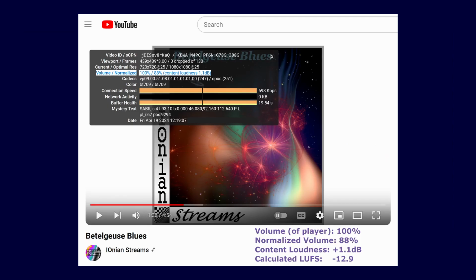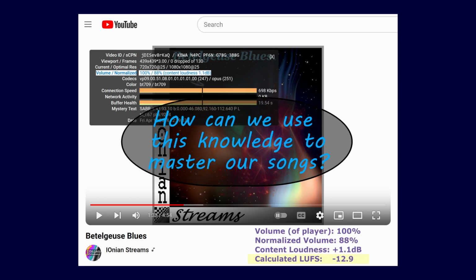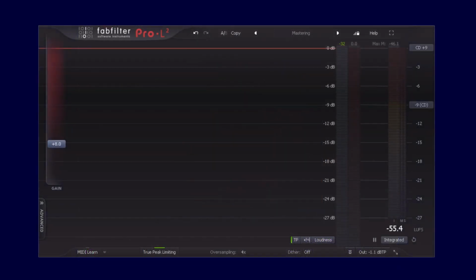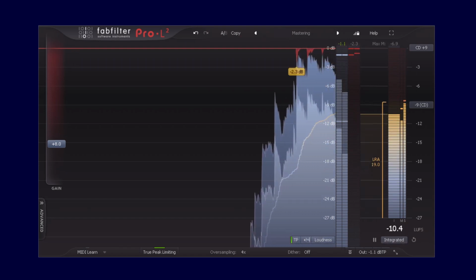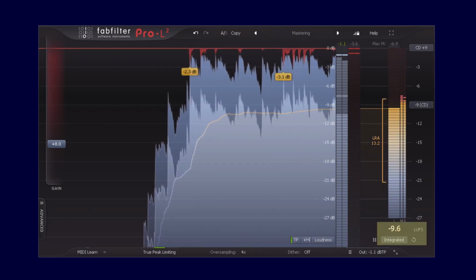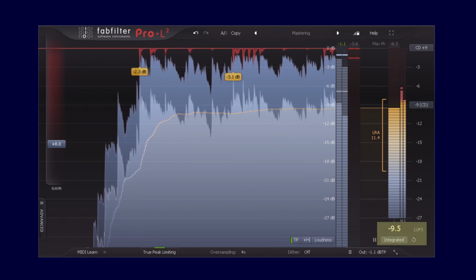So, now we understand, and know how to calculate, all three values shown in the YouTube stats for Nerd's volume line. And, when compared against the YouTube reference level of minus 14 LUFS, we also know how to calculate the LUFS level for the audio in any video on the platform. How can we use this knowledge to help us choose a mastering level for our songs? Let's say you have mastered your audio to be minus 9.5 LUFS. What normalized volume would YouTube use?